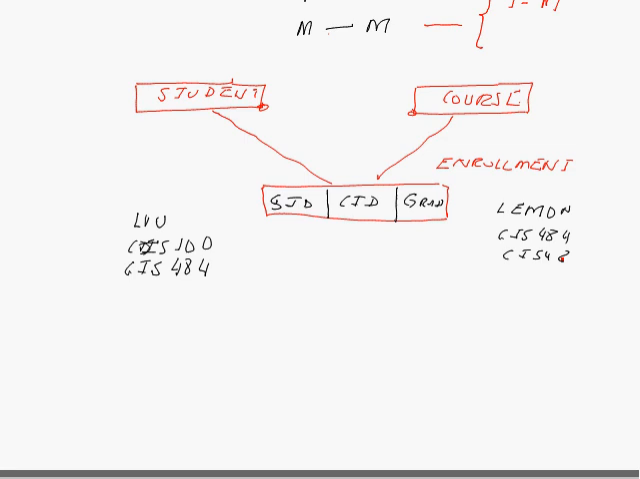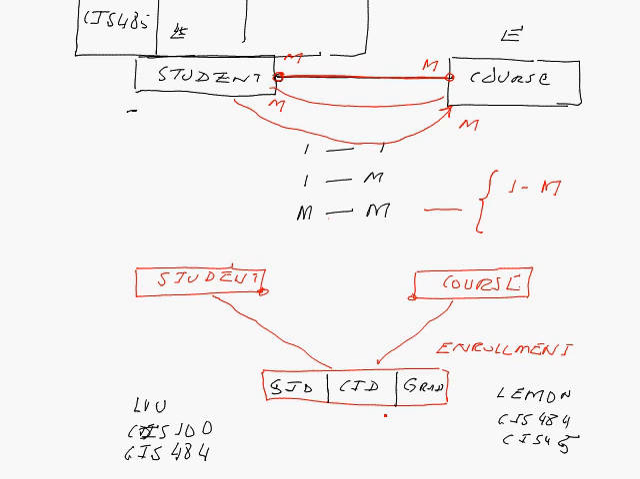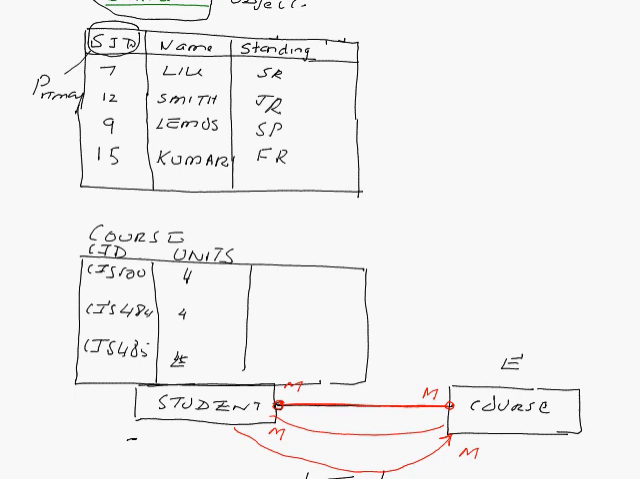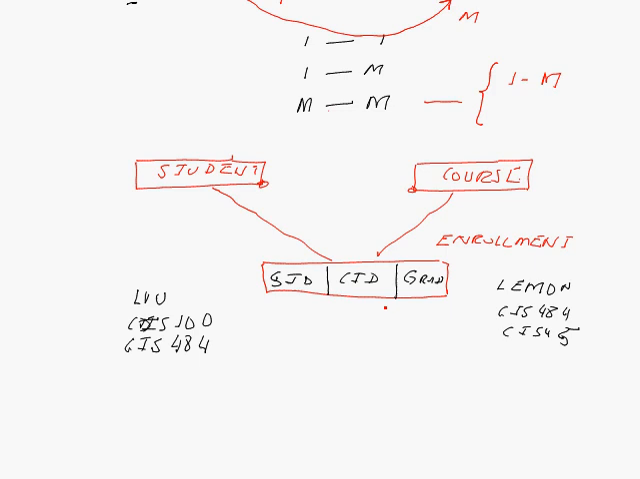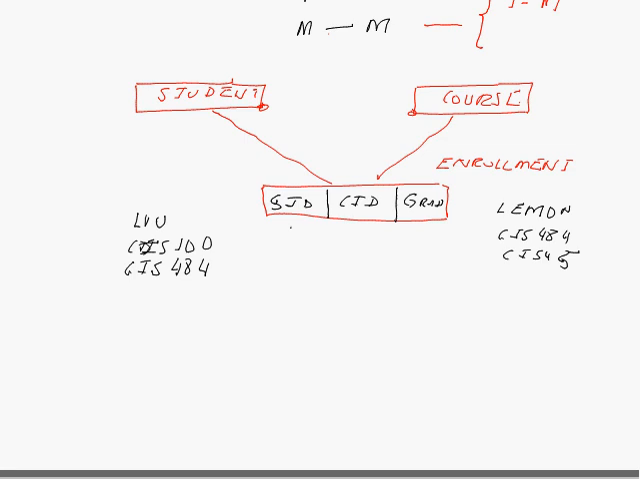Now, how do we represent this information? We do so as follows. Let us go and look at the ID numbers of Liu and Limos. The ID number of Liu is 7 and that of Limos is 9. So Liu is 7, so how do we create the information? Let's say Liu is 7, that's a student ID, and he is enrolled in CIS 100, and his grade, let's say, is A. Liu again is enrolled in CIS 484, let's say the grade is A minus. Likewise, Limos is number 9, enrolled in CIS 484, and his grade is A. And again, the person is enrolled in CIS 485, and his grade is A minus. So this is how the information is stored.